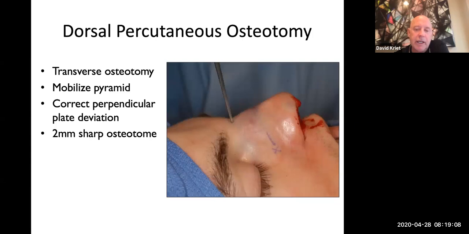And I'm essentially, I don't make an incision. The osteotome's sharp, so I use that to go directly through the skin, and then I just postage stamp it until I've got the mobility that I need. And this does not require a suture or tissue glue or anything like that. You do need to hold pressure for a short period of time just for hemostasis, but generally it's not too bad.